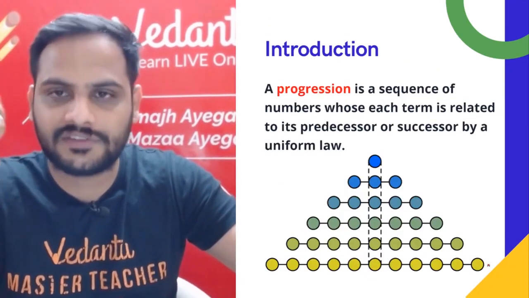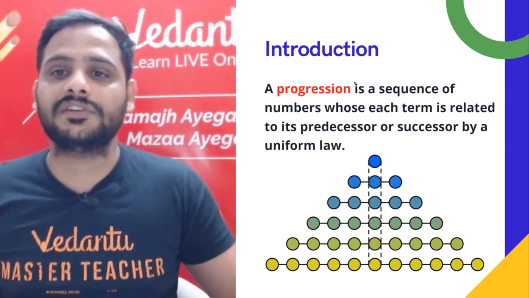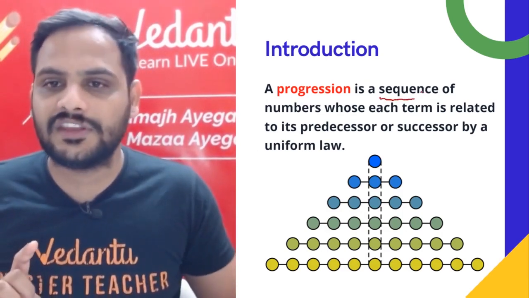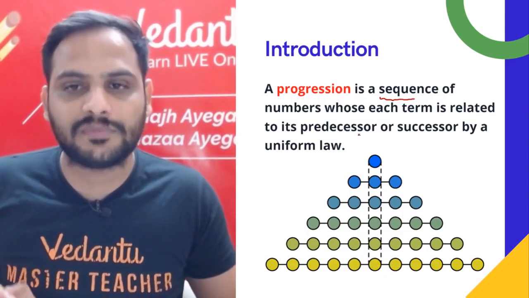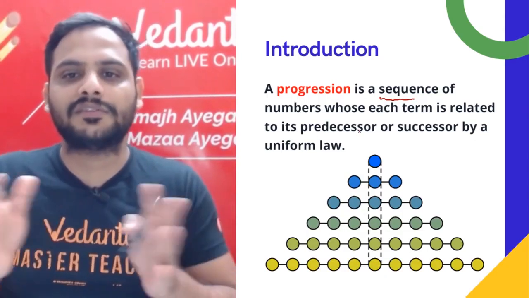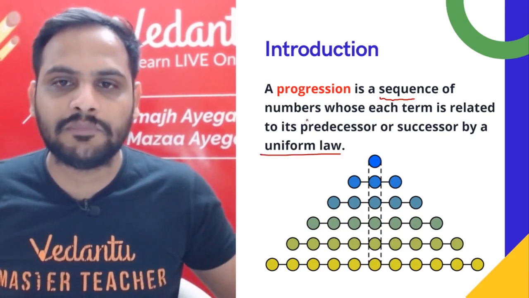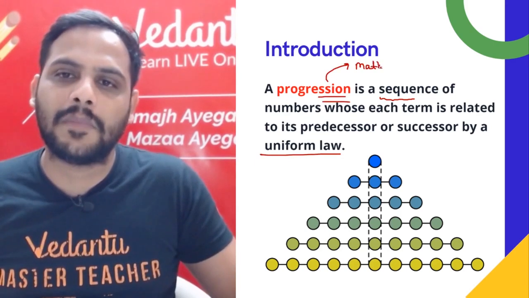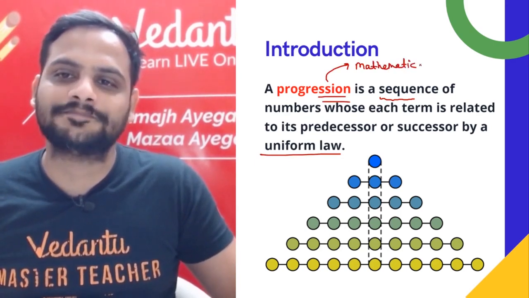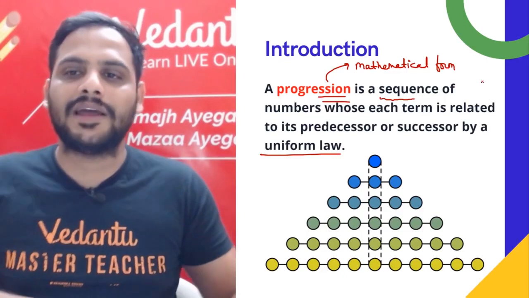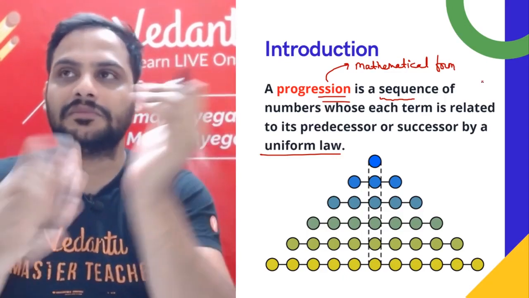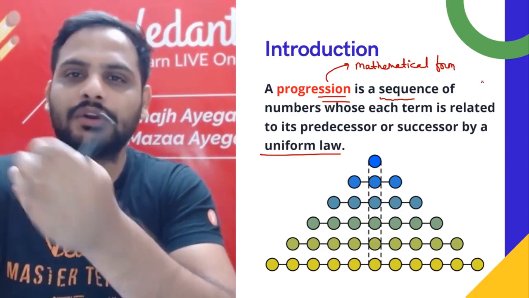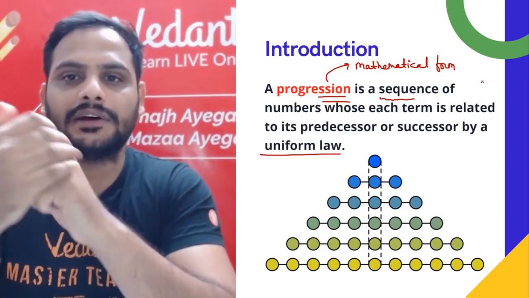Now what is a progression? Progressions are sequences of numbers whose each term is related to its predecessor or successor by a uniform law. The important thing is that progressions can be written in mathematical form. Some sequences follow some particular rule, but it might not be possible to write the mathematical form.